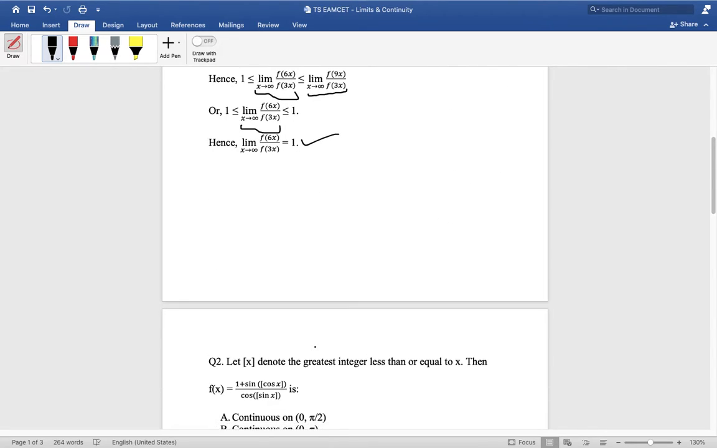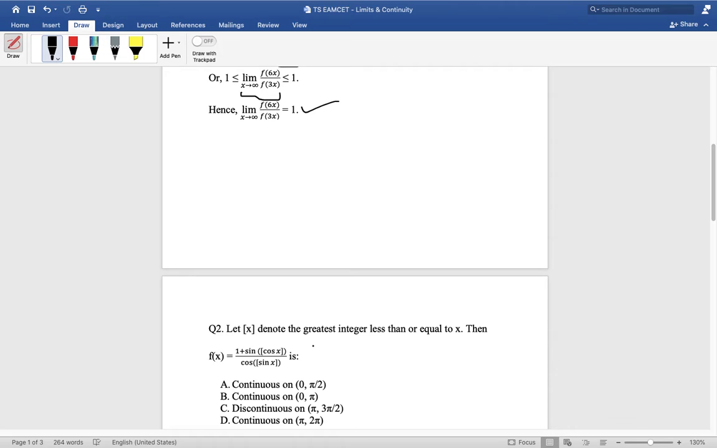Now let us look at the second problem. The second problem states: let square brackets x denote the greatest integer less than or equal to x, then f of x equals 1 plus sine of the greatest integer function of cos x divided by cos of the greatest integer function of sine x. Now the problem is asking us whether the function is continuous on this interval or on this interval, whether it is continuous on this or is it continuous on this.